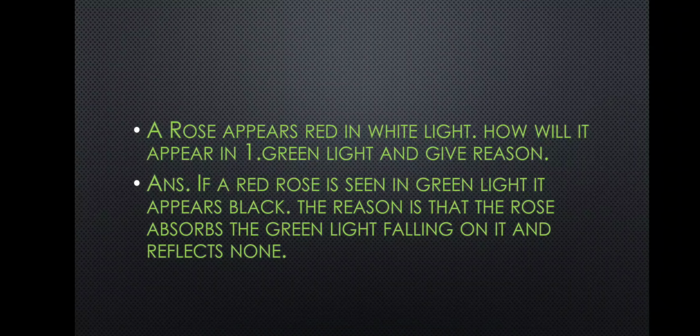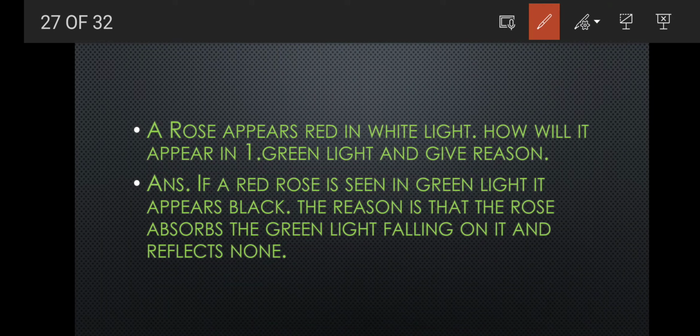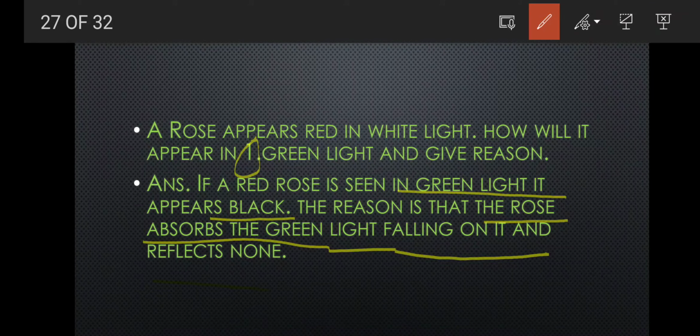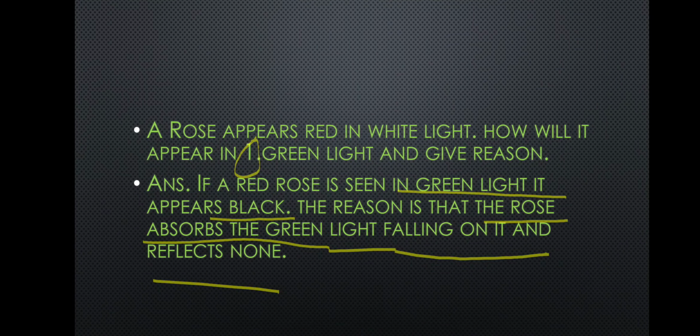Next, a red rose. A red rose appears red in white light. How will it appear? In number one, two subparts are there. Okay, so first subpart, green light, and give reason. So if a red rose is seen in green light, it will appear what? Black. Why? Because the red rose absorbs the green light falling on it and reflects none. So it will appear what? Black.